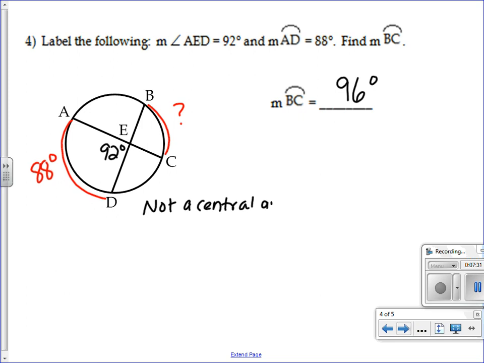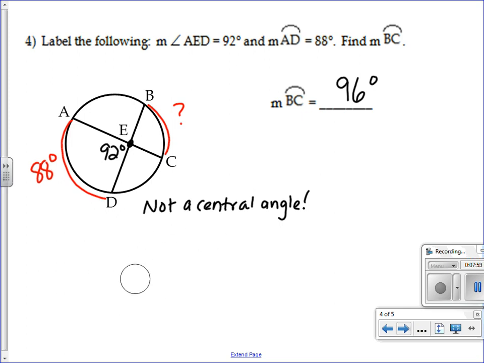There's actually 2 ways of figuring out this is not a central angle. First off, we're not given the center of the circle. And second, if it was a central angle, then it technically should be the same as its minor arc. So 92 is not the same as 88. This is also not an inscribed angle, because if it was an inscribed angle, the vertex of the angle would be on the actual circle. And it's not. It's here somewhere inside the circle.